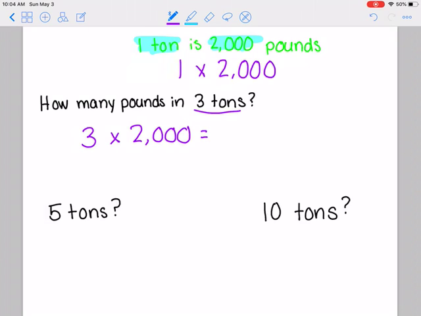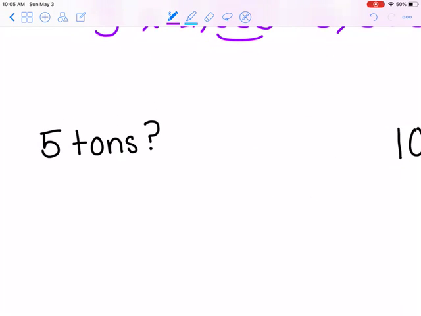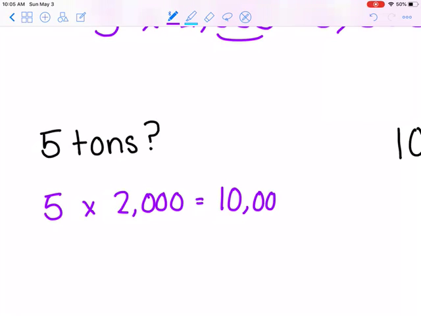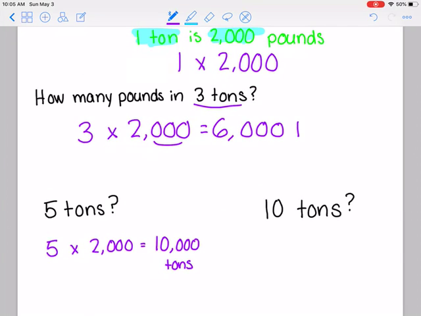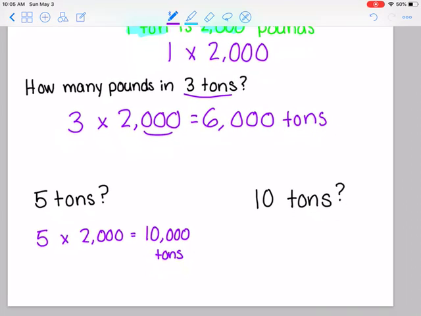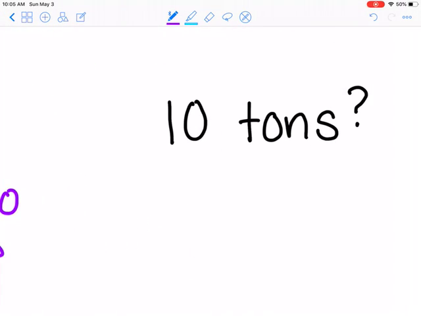I know that 3 times 2 is 6, and there are 3 zeros here because it's 1,000. So 3 times 2,000 would be 6,000. Now 5 tons: 5 times 2,000. I know that 5 times 2 is 10, so 5 times 2,000 must be 10,000. I actually forgot to put my unit up here. All right, 10 tons, 10 times 2,000.